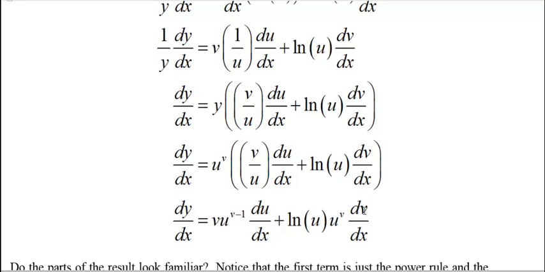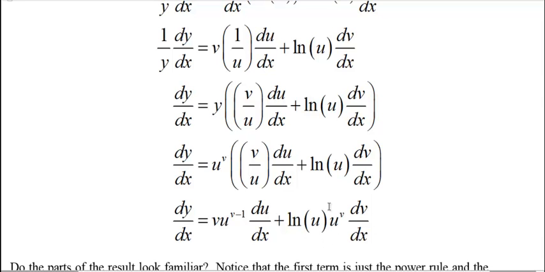What happens if we apply this same rule and the function u is a constant? Well, then this du over dx is 0. And so this whole first term disappears. And what rule do we have? If u is a constant, we get natural log of u times u to the v times the derivative of that variable power. Hey, that's just the exponential rule.